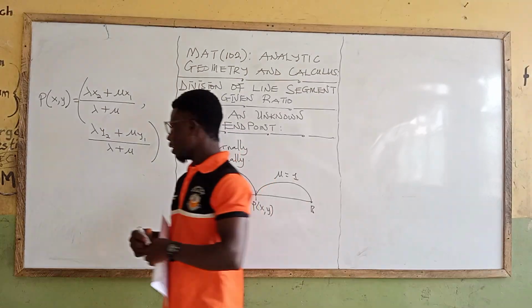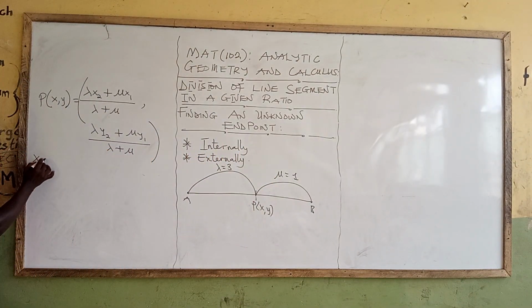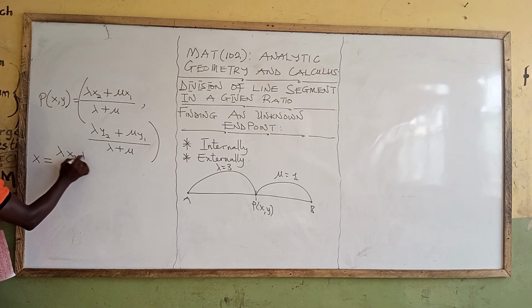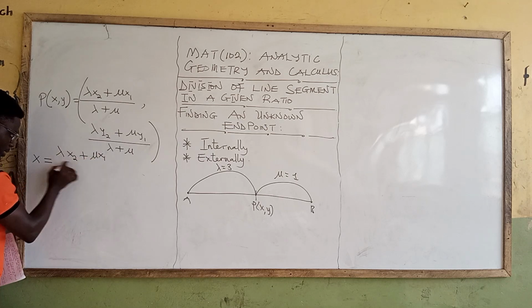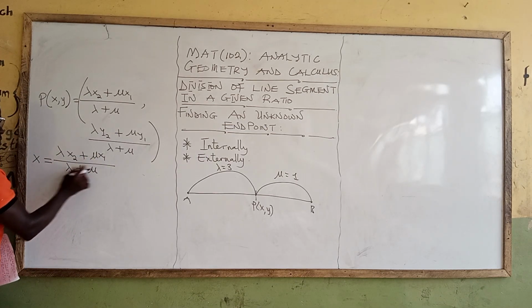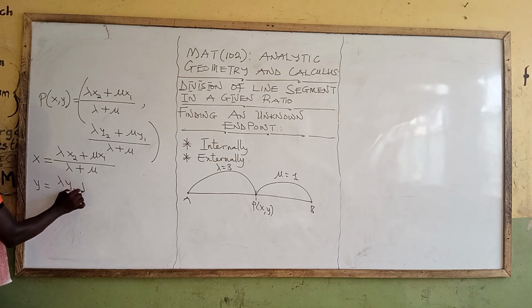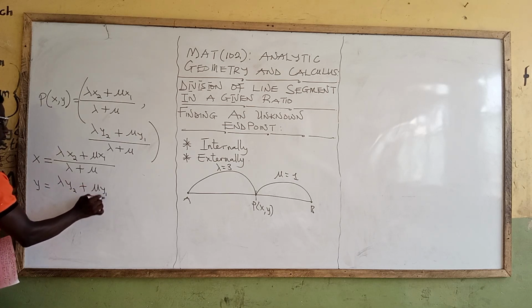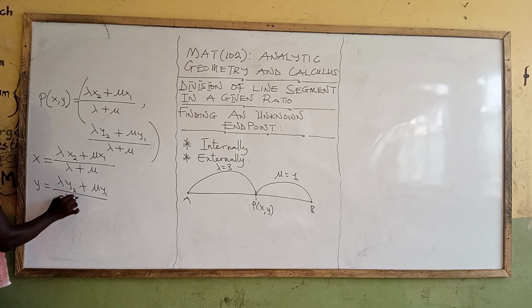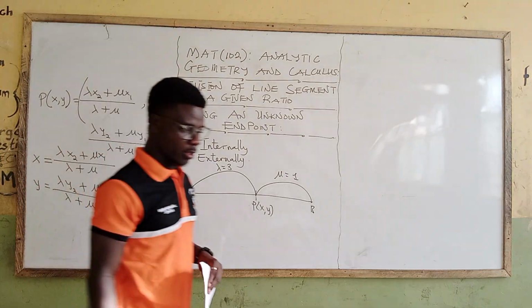So my x coordinate is what I've said earlier: lambda x2 plus mu x1 divided by lambda plus mu. Then our y coordinate is lambda y2 plus mu y1 divided by lambda plus mu. So this is what we are saying.